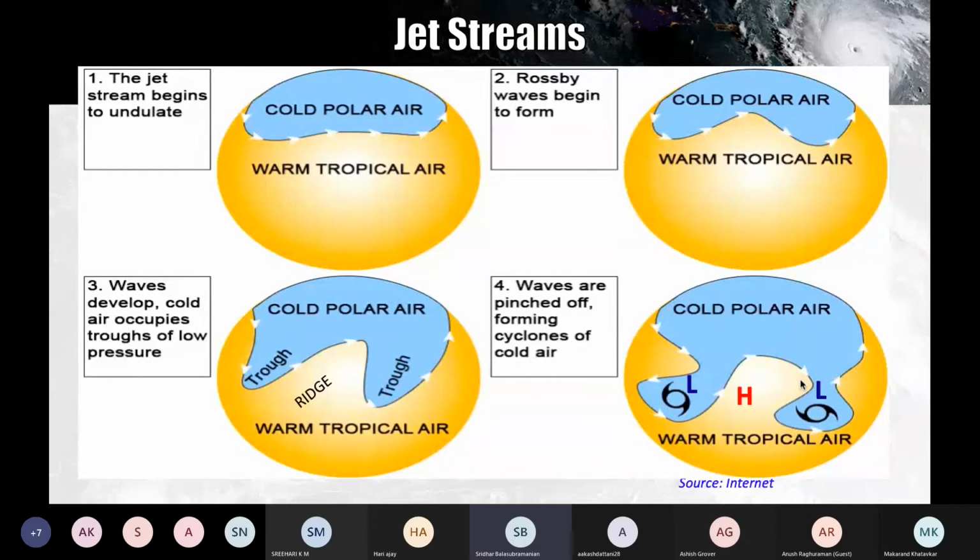If you can track the jet stream dynamics, then you can understand the patterns of this very harsh winter, and when a harsh winter is going to occur.